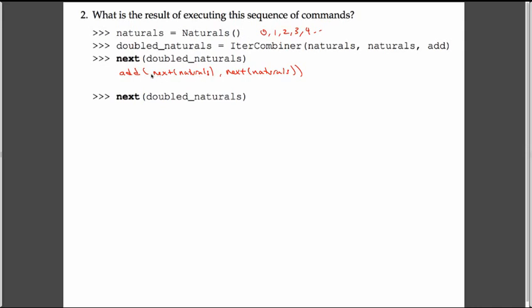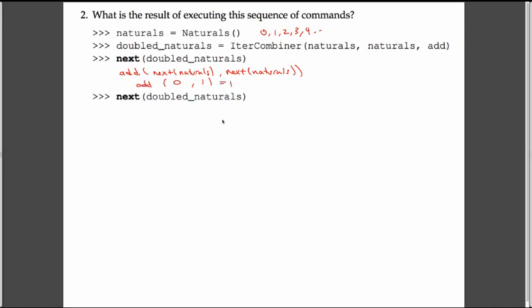What's the first call to next on naturals? Next naturals is going to be a 0. And the second call, since naturals has incremented its current counter, has changed its state after this first call, is actually going to be a 1. So we're going to add 0 and 1, and we're going to get a 1 out.